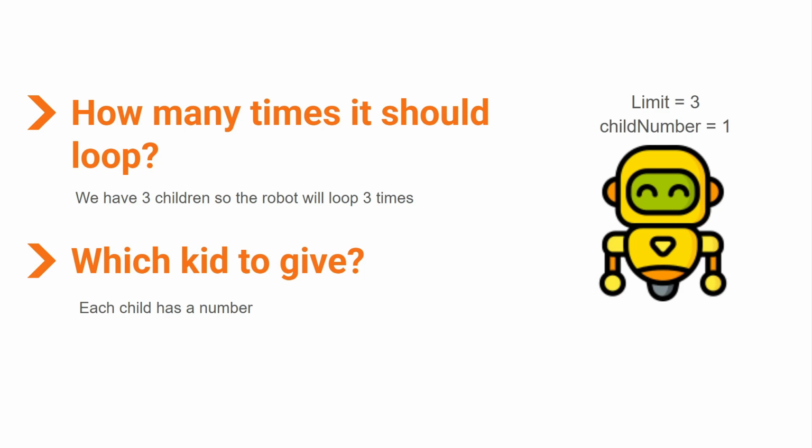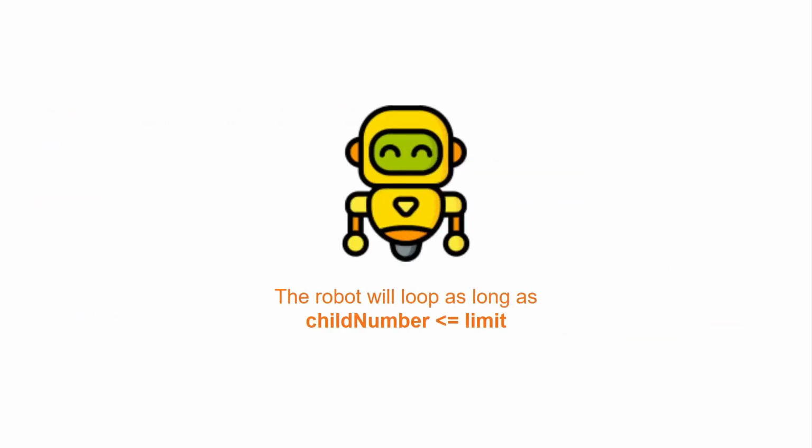Good. Now please keep this in mind, because we are going to use it a lot. So now here is the biggest start of our loop. The robot will loop not forever, but only as long as the child number is less than the limit, right?